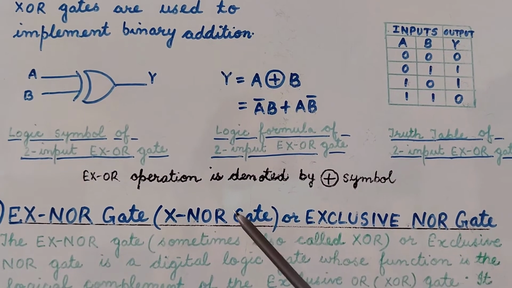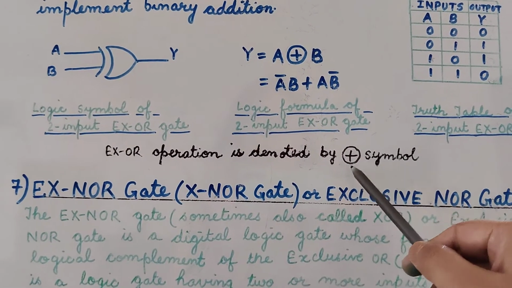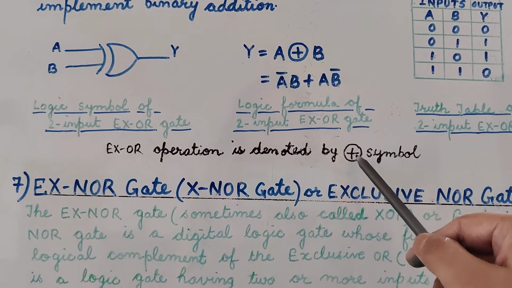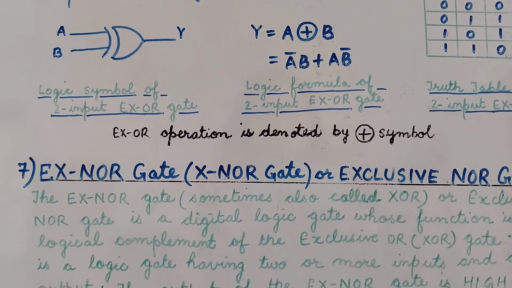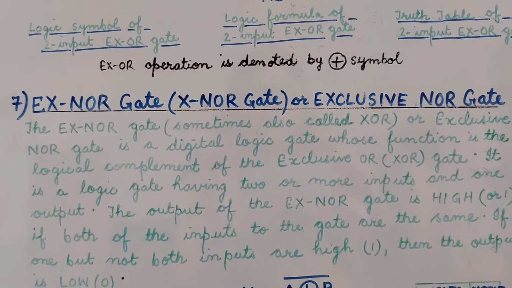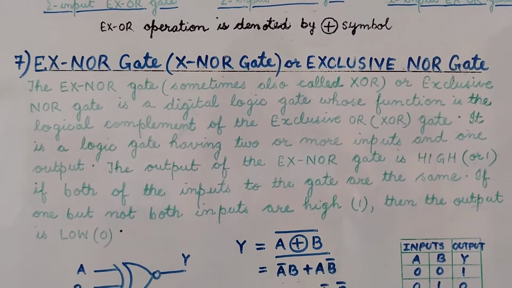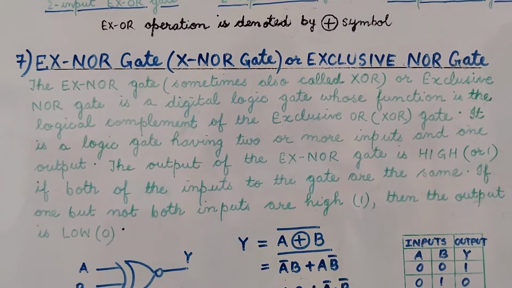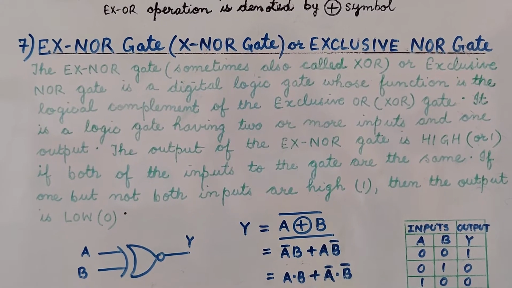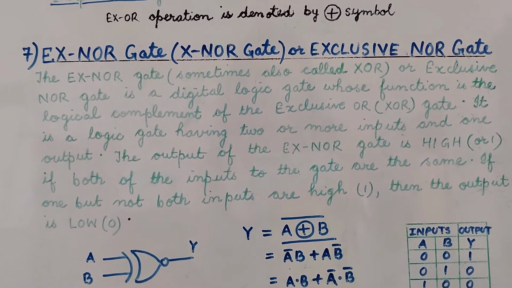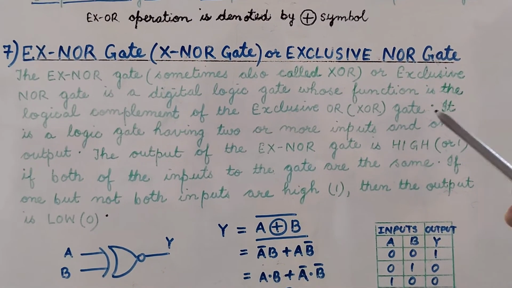And the exclusive OR operation is denoted by this symbol, which is a plus within a circle. So this is the symbol for exclusive OR operation. Now the next gate is the XNOR gate, which is also called the exclusive NOR gate.